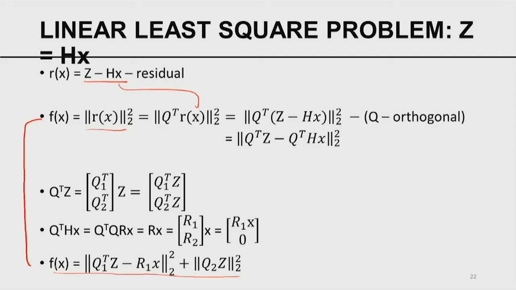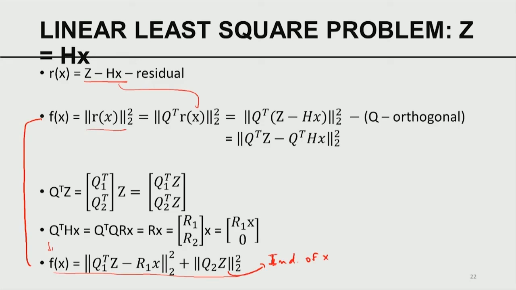But the right hand side consists of two terms. The second term is independent of X. So I cannot alter a term if it does not depend on X, because X is a free variable here. So it's a constant term. I cannot do anything with that. I can only manipulate the first term. So I am going to minimize F of X only by minimizing the first term.